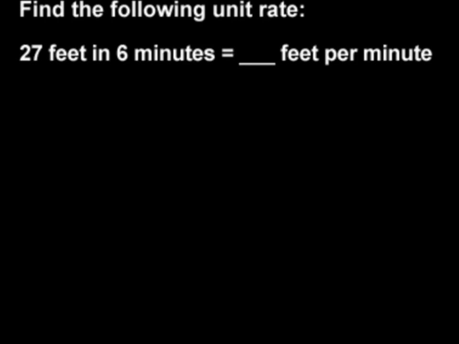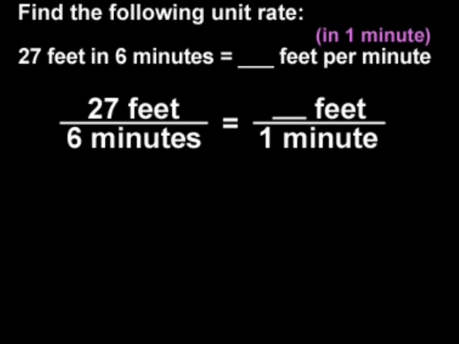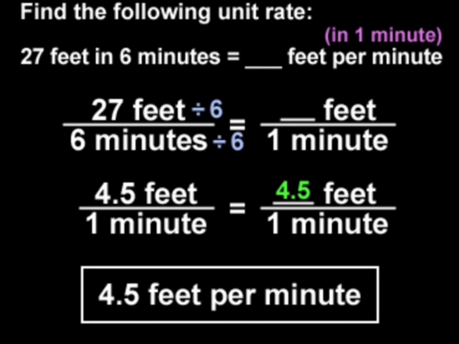Alright, so I'm going to let you guys try this one. You set this one up, and I'll pause here and let you try. Here's a hint on how to set it up. 27 feet. It's feet over minutes. Feet are on top, minutes are on the bottom. So you divide by 6, divide by 6. It doesn't go in evenly, but my final answer here is 4.5.